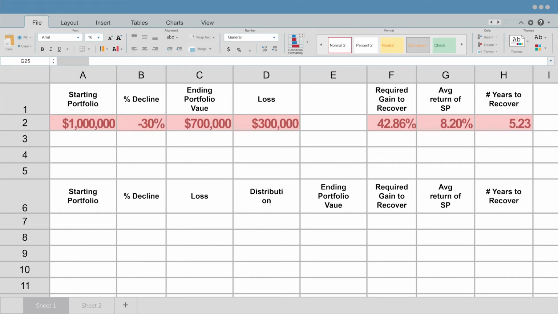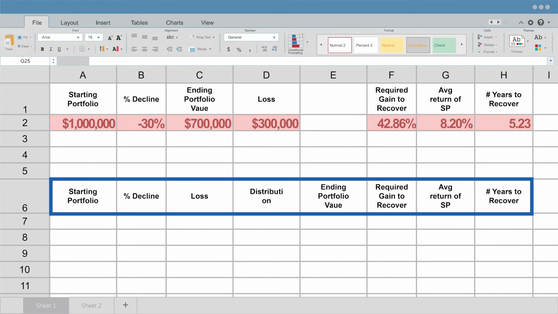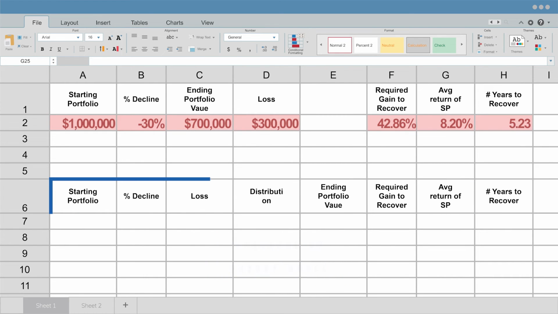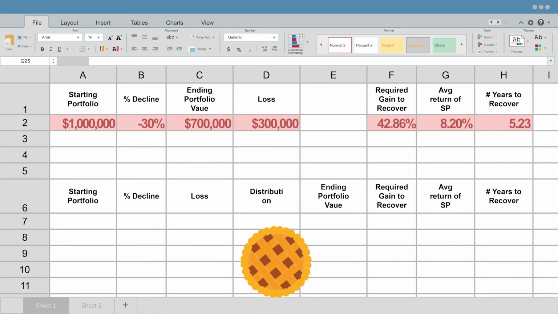Now let's add one more element to this. You can come in here at the top and play with these numbers and change portfolio values and declines and all that stuff. I have another model down here. This is what's called a sequence of return model. So sequence of return is when you have negative portfolio returns, but then you also take income or distributions from the portfolio. Effectively, what you're doing when you take income from the portfolio is you're taking a pie and trimming the pie down to a slightly smaller size, and you're eating or taking income from that delta, the amount of the pie that you trimmed.